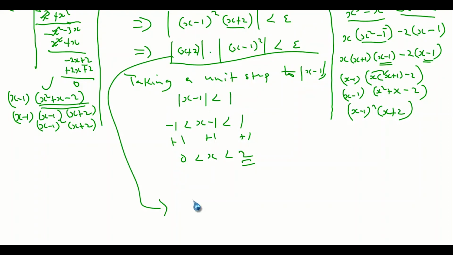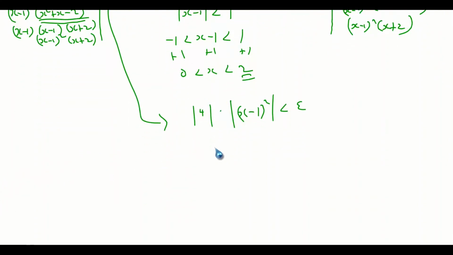So I have to write this. It will be the absolute value of x plus 2, that will be 4, multiplied by the absolute value of x minus 1 squared, which is less than epsilon. So let's scroll down. The absolute value of 4 is 4, then multiplied by the absolute value of x minus 1 squared, less than epsilon.